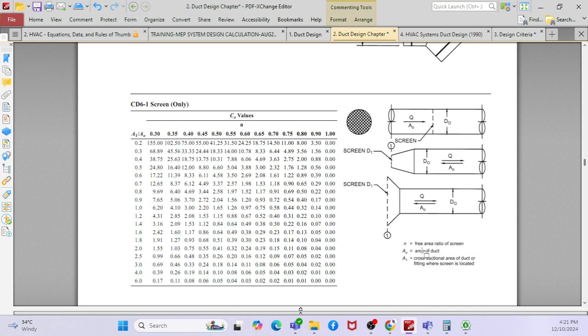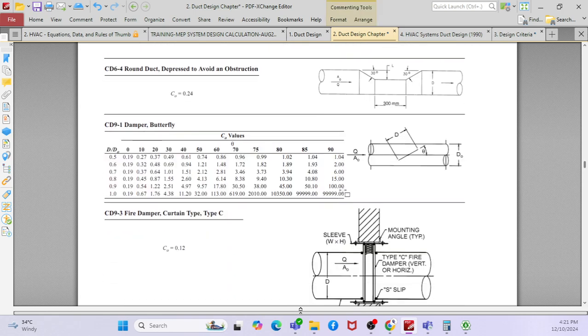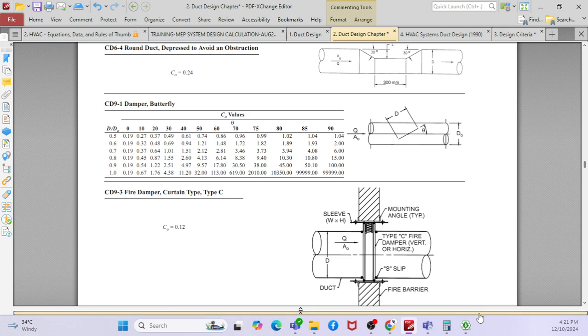N is nothing but the free area of the screen, like 30%, 50%, 70%, 80%. Based on the free area and based on the area A1 by A0, this is the A1, this is the A0. So based on that, you can get the coefficient value. But this is just to get an idea, you no need to go into detail. Understood.